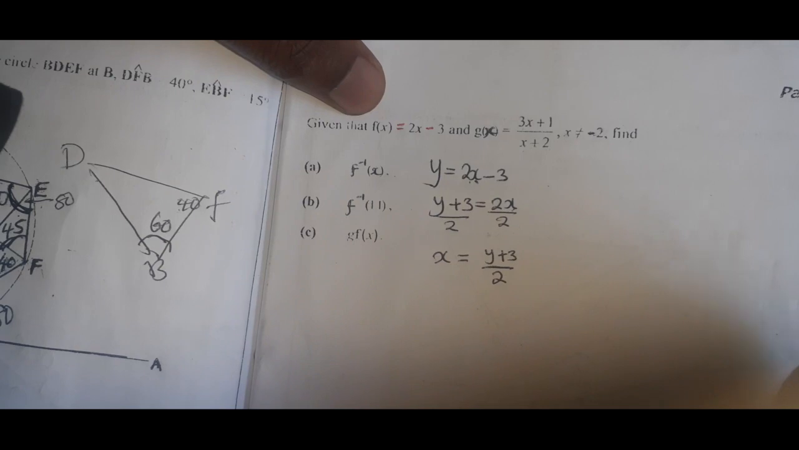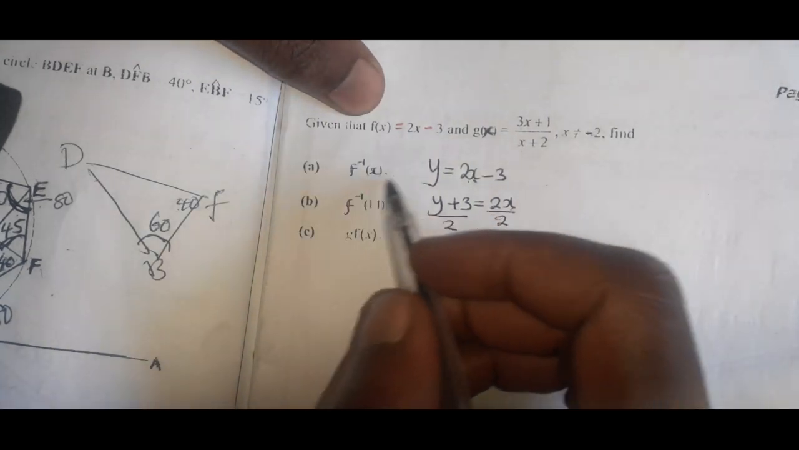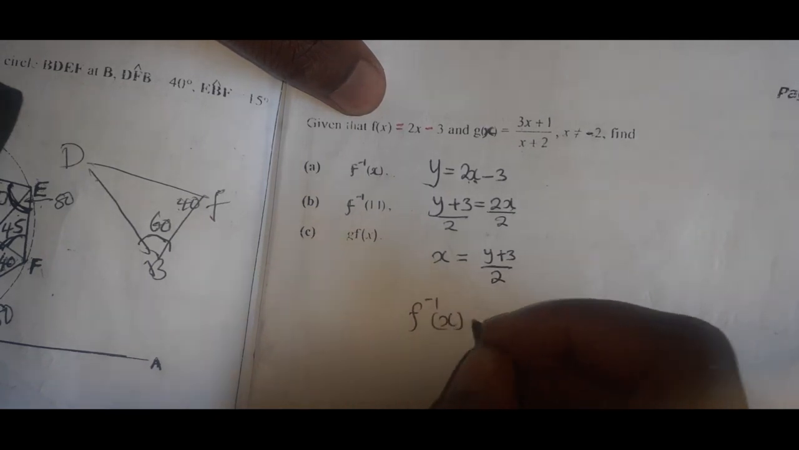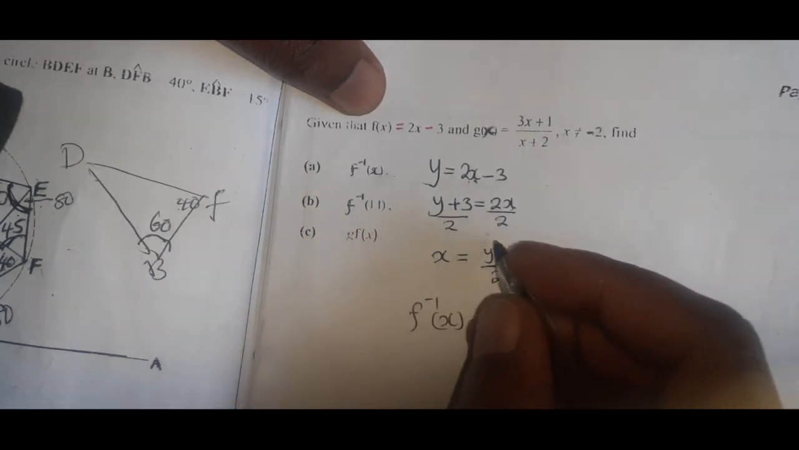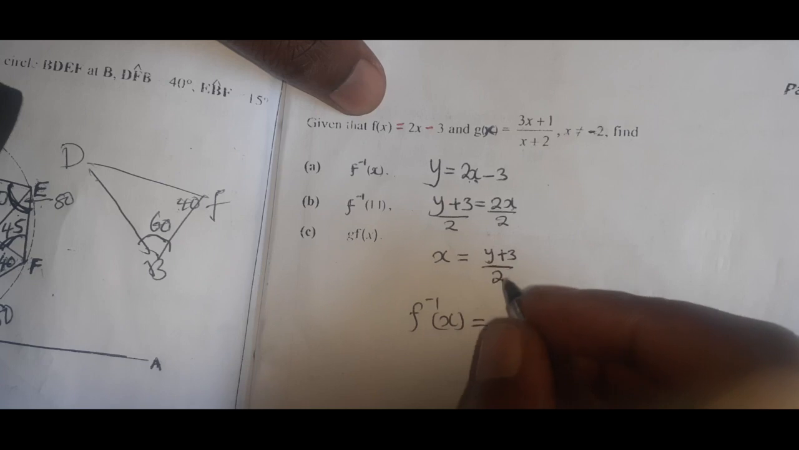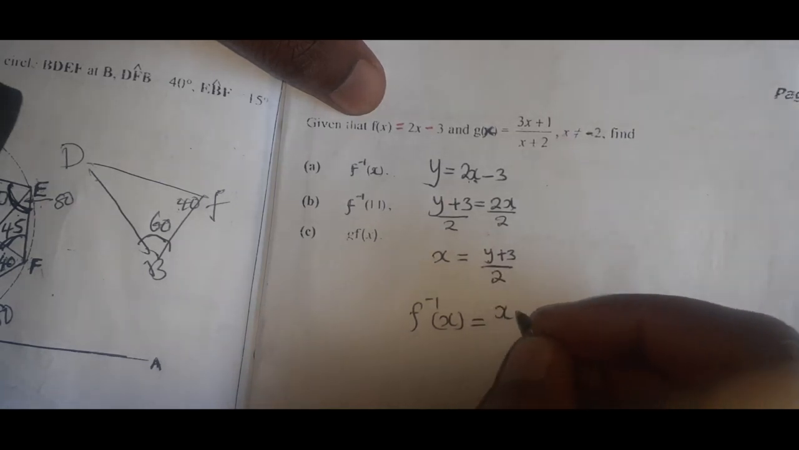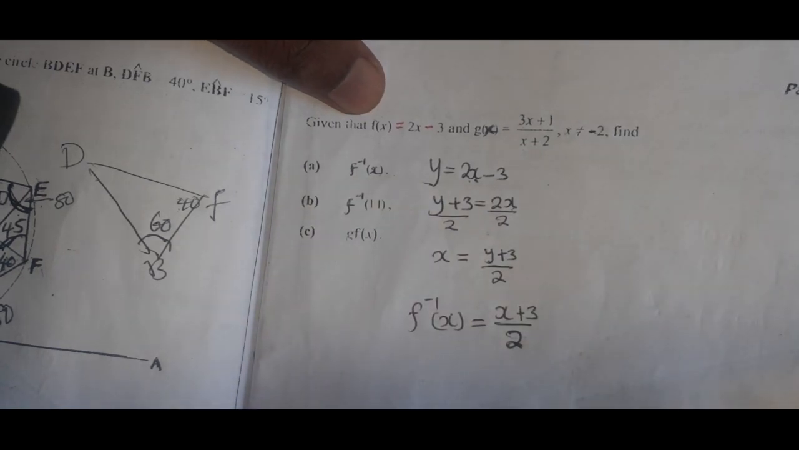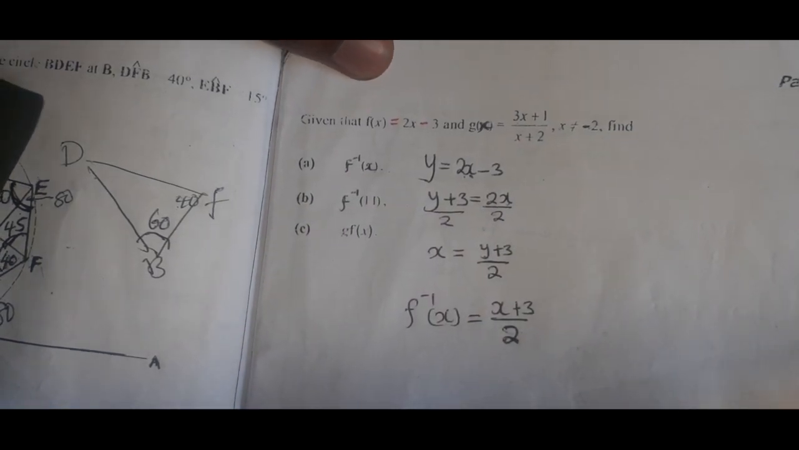Having done this, now we need to write the inverse. The actual inverse is going to be in this part. Where there's y, we put x, so we have (x plus 3) over 2. This is what is going to be our answer.